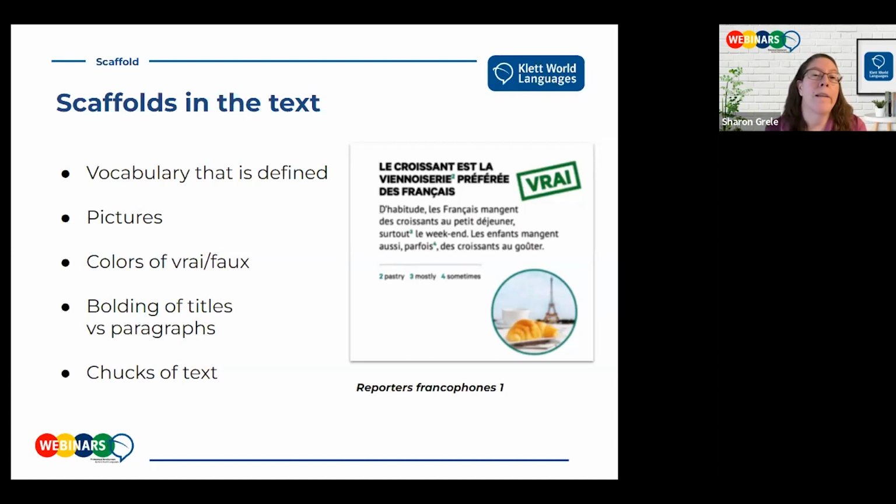We're looking at 2 sentences and pretty high frequency vocabulary: petit déjeuner, weekend, enfant, mange, things like that. They're very doable. So if you just chunked this into this small activity, this would be something very, very doable for kids.